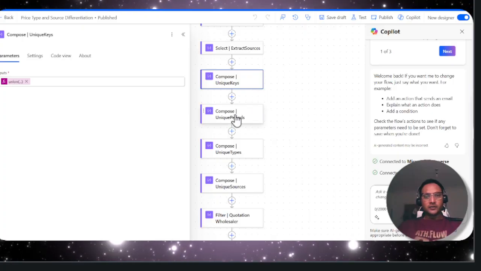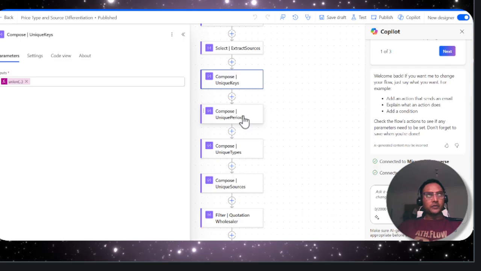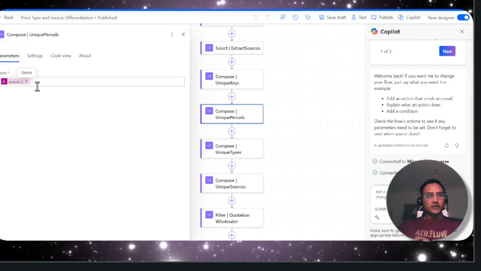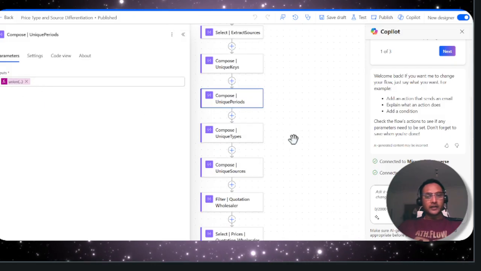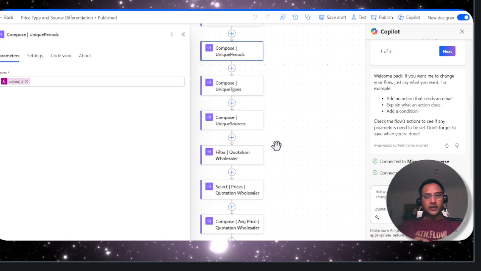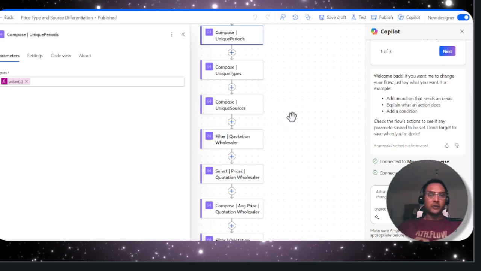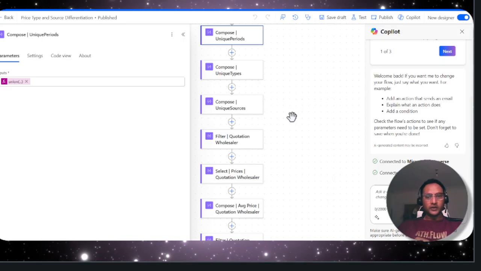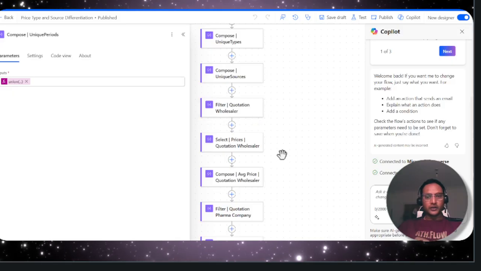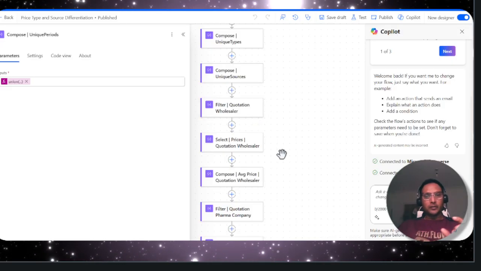I'm using this compose action, where I'll consider a specific period. So, extracting the price, unit type. This is the price type. This is the price source. Based on this, I found there are 4 to 5 different combinations. So I'm following this action for every combination to arrive at an average price for that particular combination.